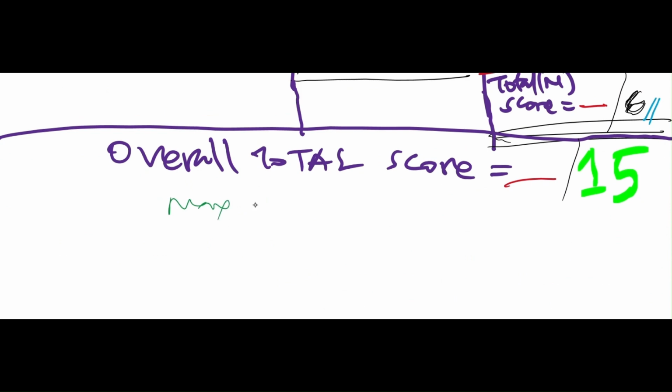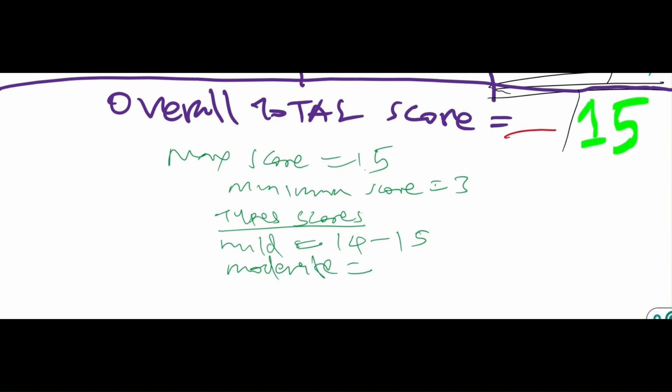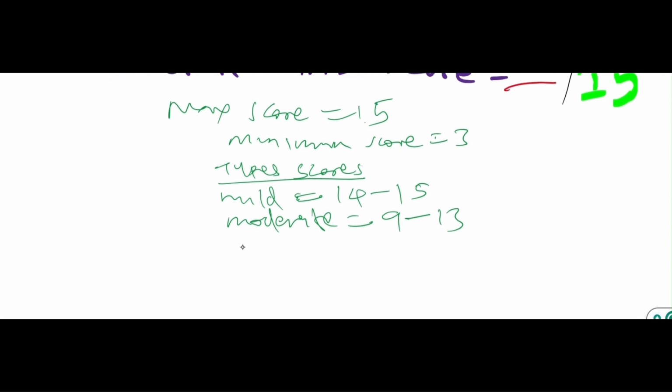The maximum score for the Glasgow Coma Scale is 15, and the minimum score is 3. There are three types of scores we give to our patients. The first is mild, which means the patient has a score ranging from 14 to 15. Then moderate, which means the total score from the three aspects is 9 to 13. And severe, when the patient has neurological damage or is critically ill, the score will be 8 or below.